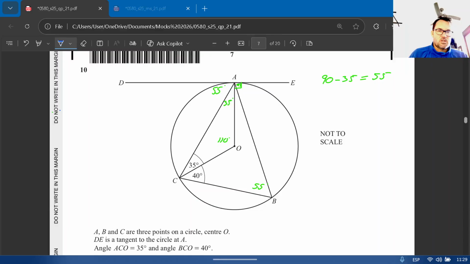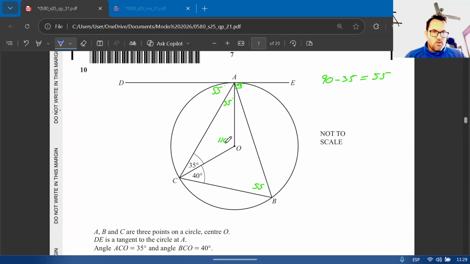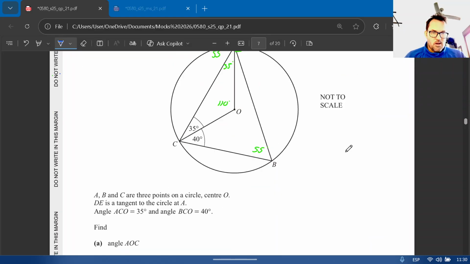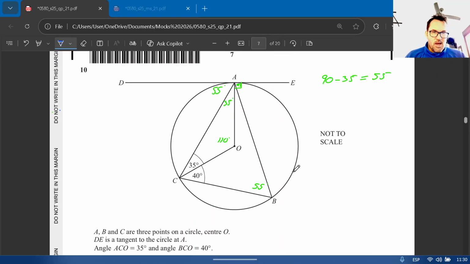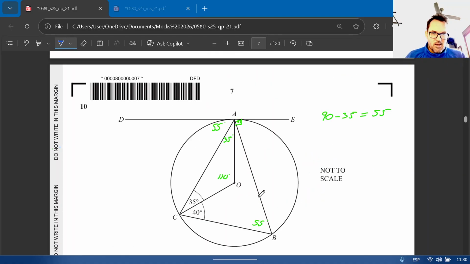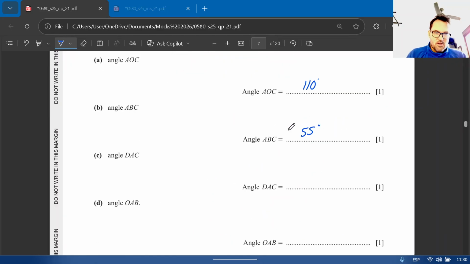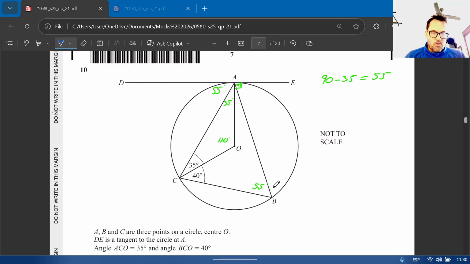Okay, so we're going to let the question cloud our judgment. Angle AOC, there we got 110. Now we can just put it in. Angle ABC, there we go, that's 55. Angle DAC, again 55. See how good this is going now. Isn't this fun? Angle OAB, oh, this one we don't have.